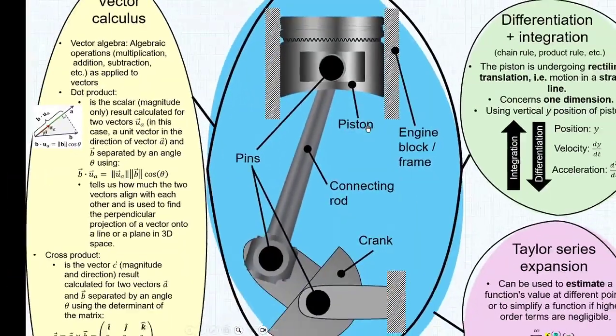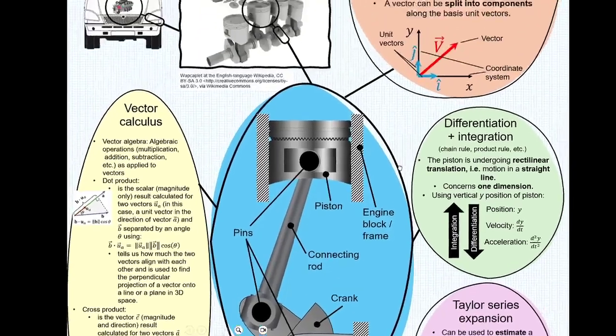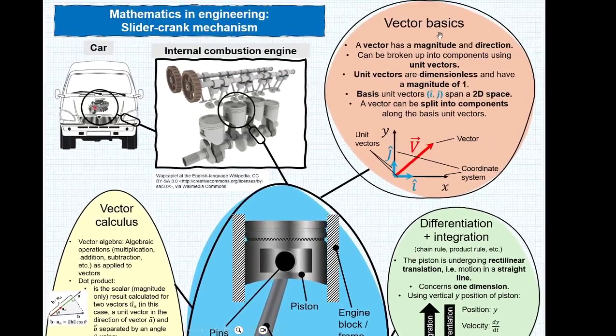The slider crank mechanism consists of a piston, a connecting rod, a crank, all contained within an engine block or frame as indicated by these lines. The name slider crank comes from the fact that the piston slides and the crank is this piece here which rotates about a fixed axis, hence the name slider crank mechanism. For this mechanism, we need to understand some basic maths concepts.